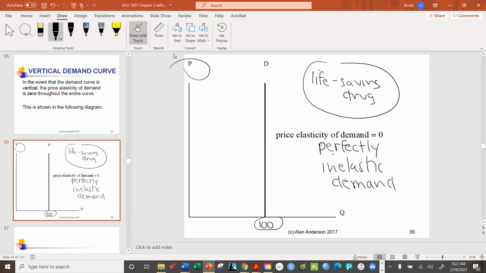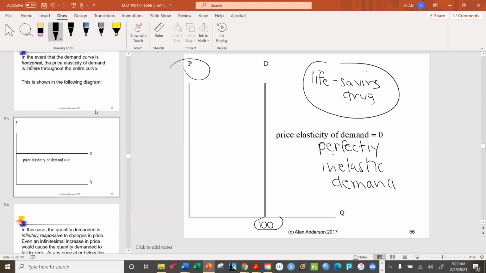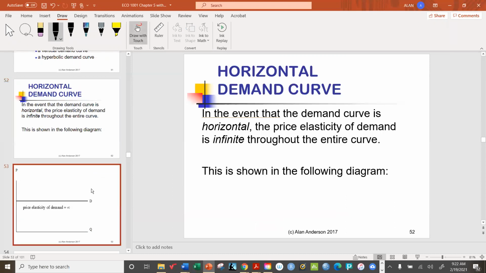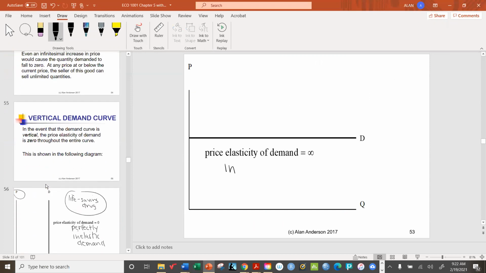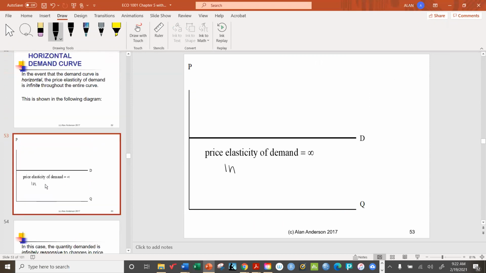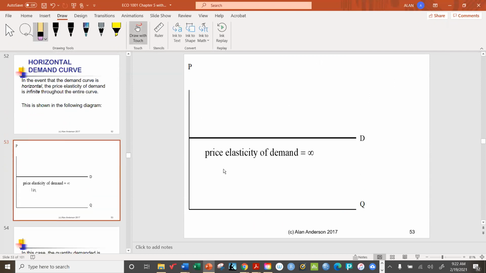All right, but then what about the other extreme case? How about this one? If the demand curve is horizontal, this is an interesting case. Here we have an infinitely elastic demand curve, or perfectly elastic demand. Now, this is another extreme case, as you can imagine.